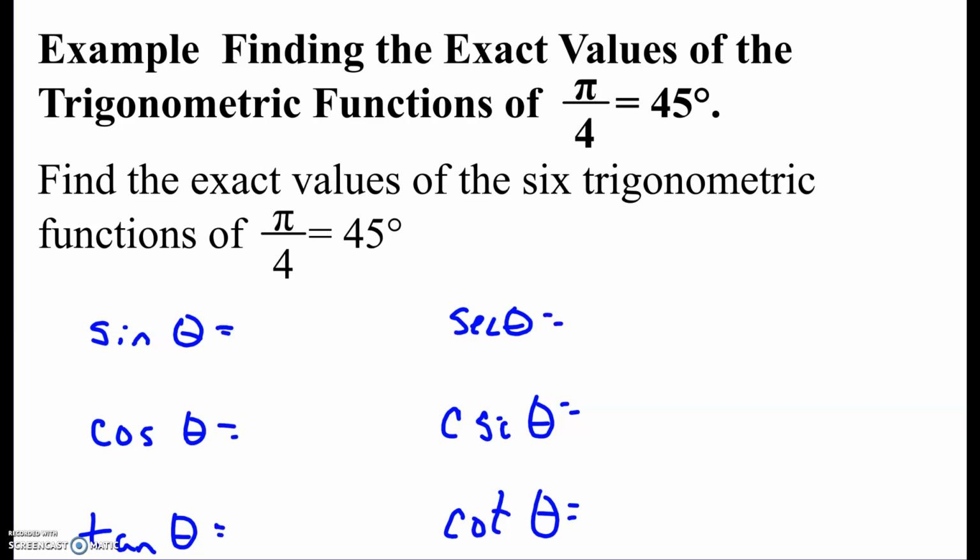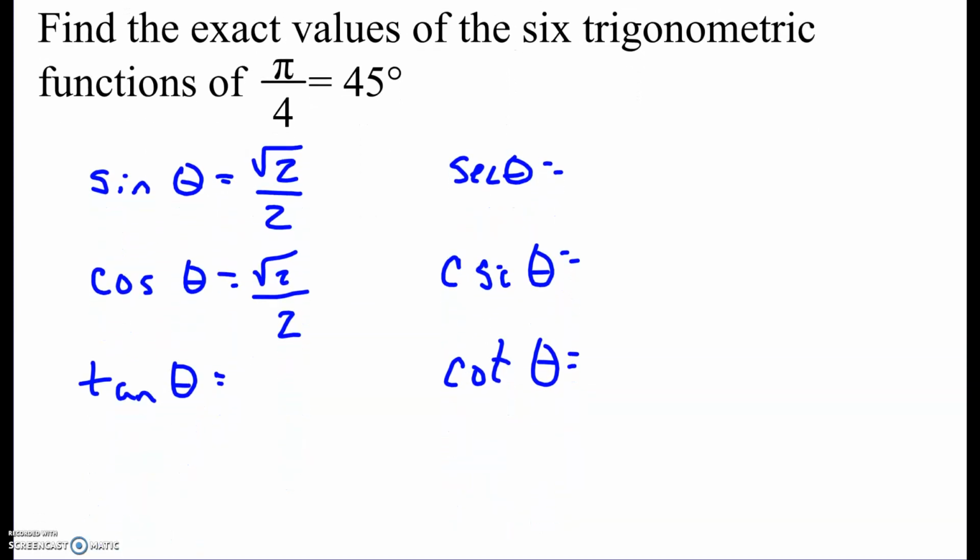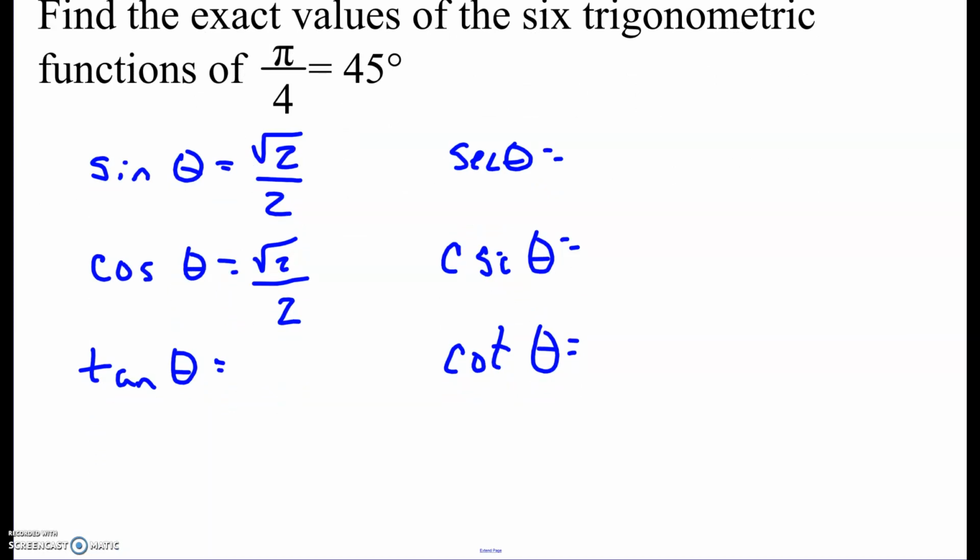Again, for sine and cosine, I would go back to that unit circle, and we can see that at 45 degrees, or at pi over 4 radians, our sine and our cosine are both the square root of 2 over 2. Tangent, which is y over x, would be the square root of 2 over 2 divided by the square root of 2 over 2. So we're taking something and dividing by itself. That gives us a value of 1.